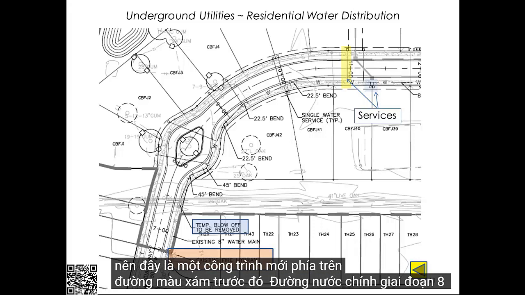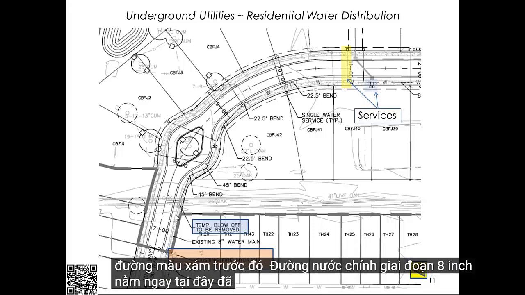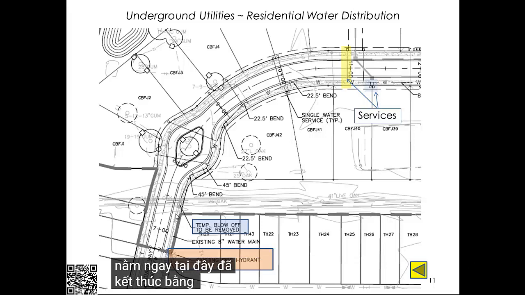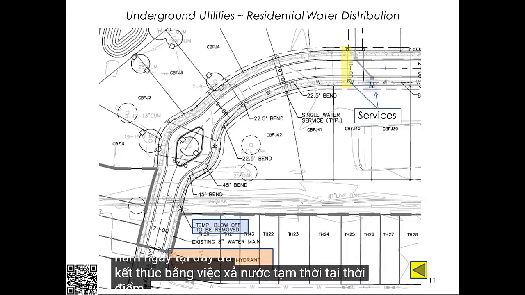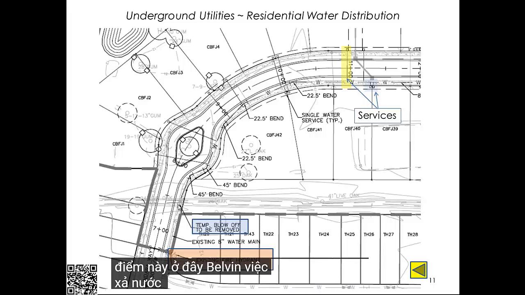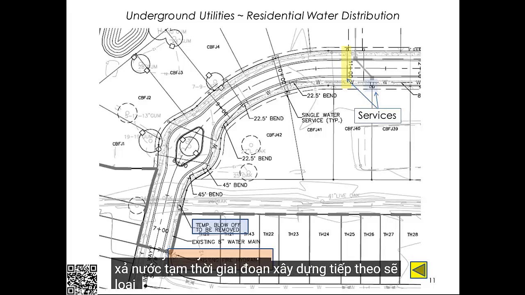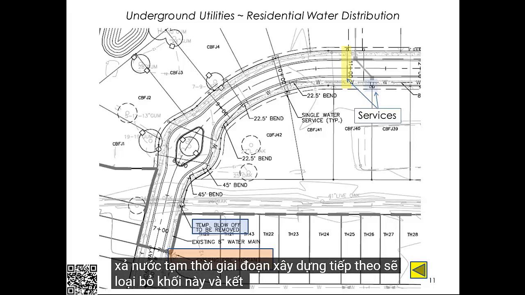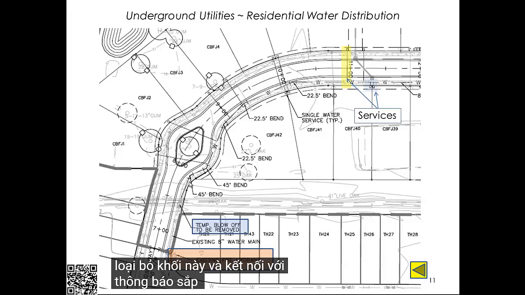The prior phase 8-inch water main, which is located right here, terminated with a temporary blow-off. At this point here, a valve and a temporary blow-off. The next phase of construction will remove this blow-off and connect going forward. Notice, too, that there is an existing hydrant.